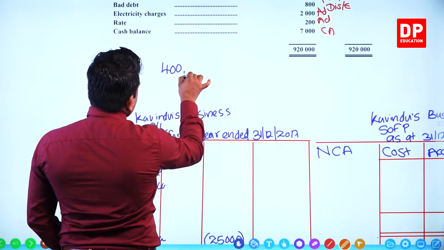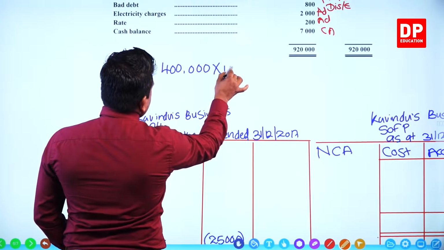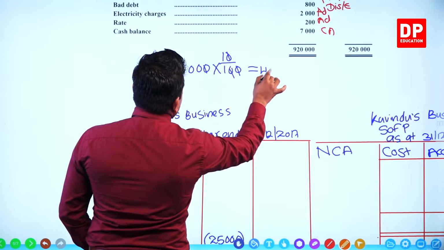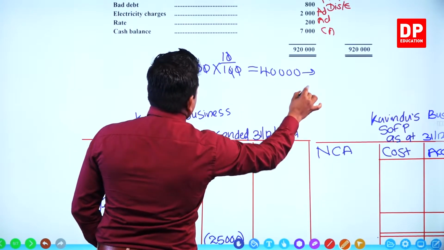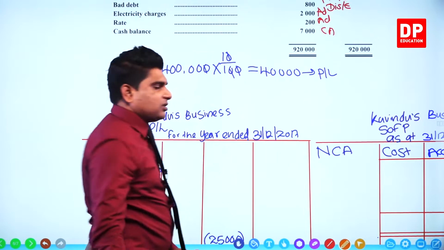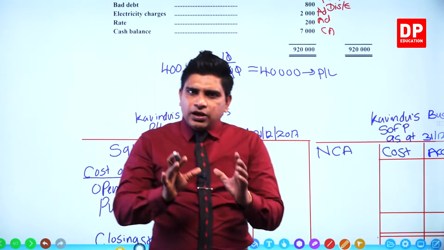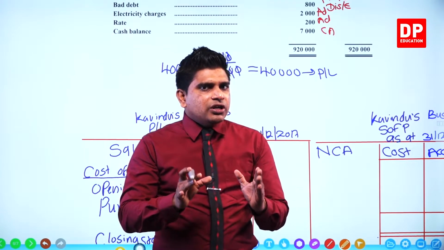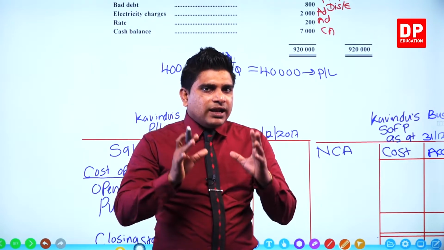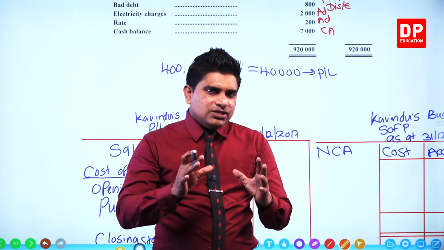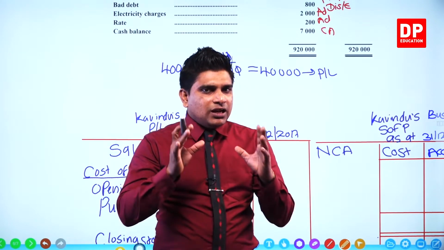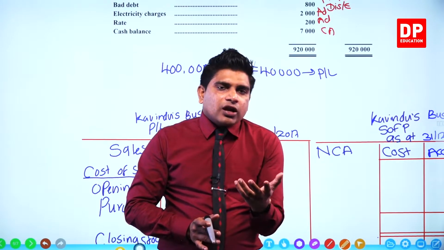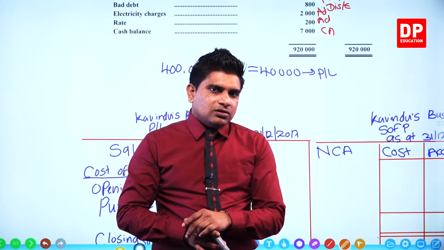400,000 into 10%. Then how much? 40,000. Remember, this is the annual depreciation. It goes to the profit and loss statement. You must remember, when they give the depreciation percentage under the additional information, you must calculate that percentage, and that answer you don't forget to record in the profit and loss statement.